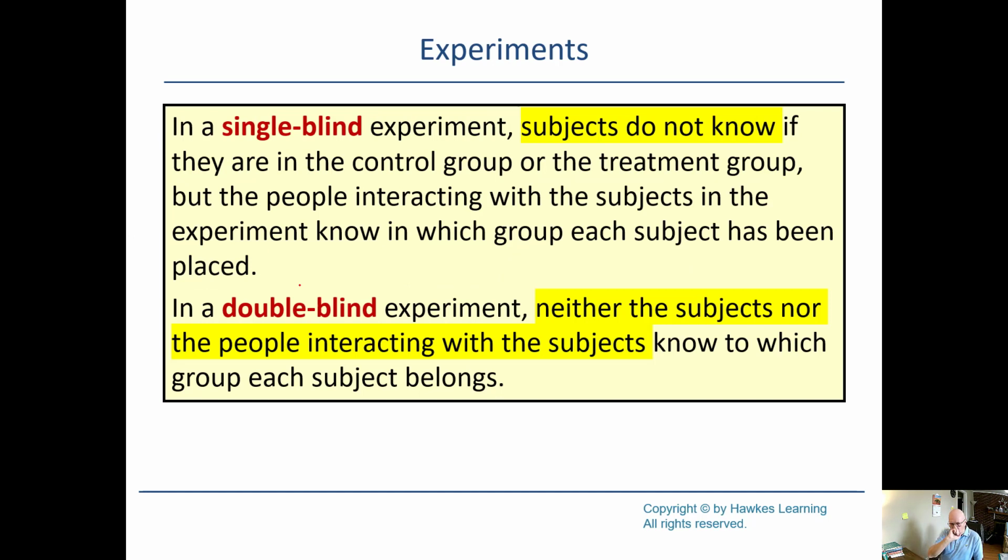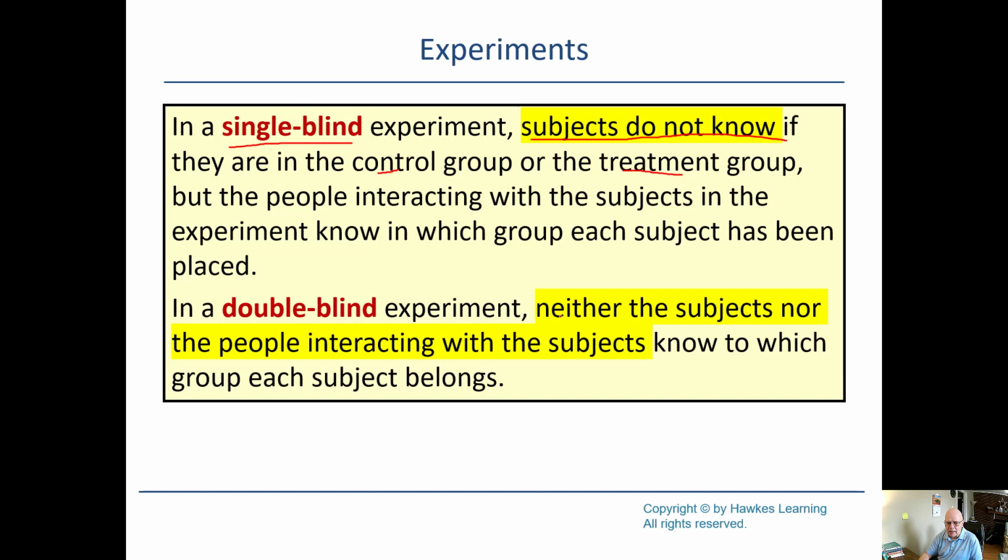And, excuse me, a single-blind experiment and a double-blind experiment. Well, one good thing about keeping these straight is that in the single-blind experiment, you're talking about one thing. The subjects do not know which group they're in, the control group or the treatment group. The subjects don't know. It's one blind.